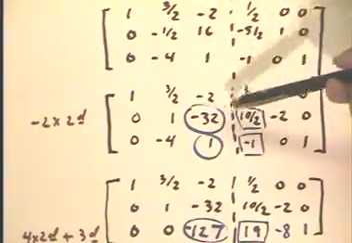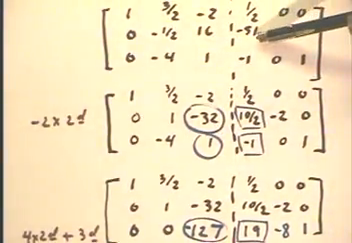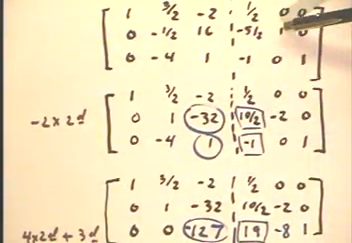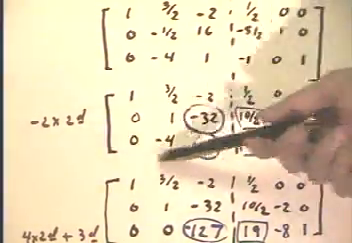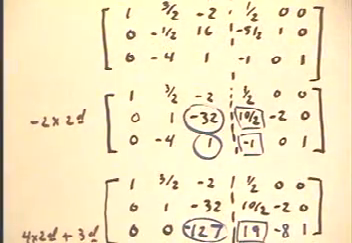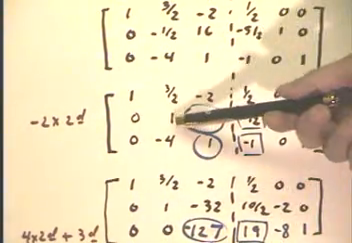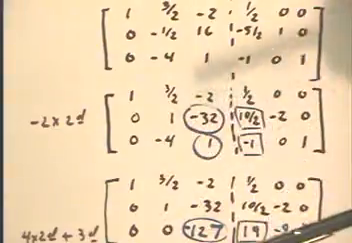16 times -2 gives us -32. -5.5 times -2 gives us 10 halves. 1 times -2 gives us -2. Third row is just repeated. Now that we have the 1, we can easily get a 0 here.